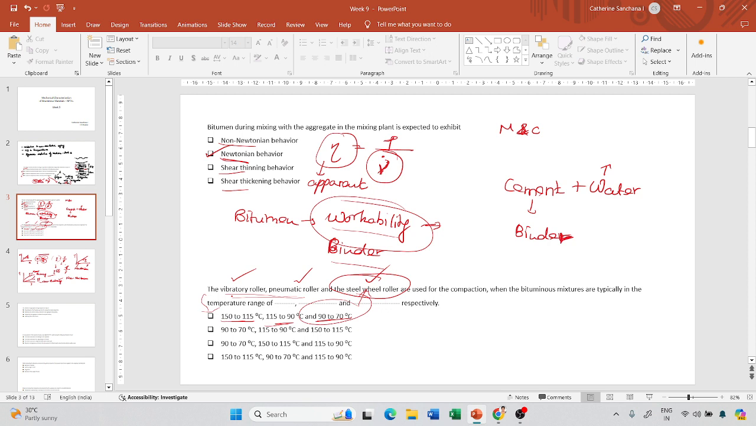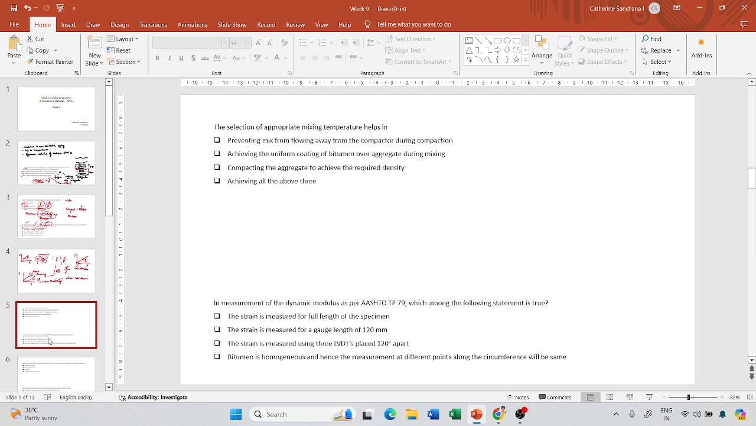the vibratory roller is to be used. Then from 115 to 90 degrees Celsius, the pneumatic roller is to be used, and from 90 to 70 degrees Celsius, the steel wheel roller is to be used.